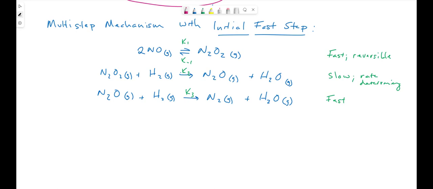So here we've got 3 reactions. We've got some information about each that's sort of empirical, that's written on the right. So we have the first step, which we're told is fast and reversible. Fast means that it happens really quickly. Reversible means that the reaction can run in reverse as well.